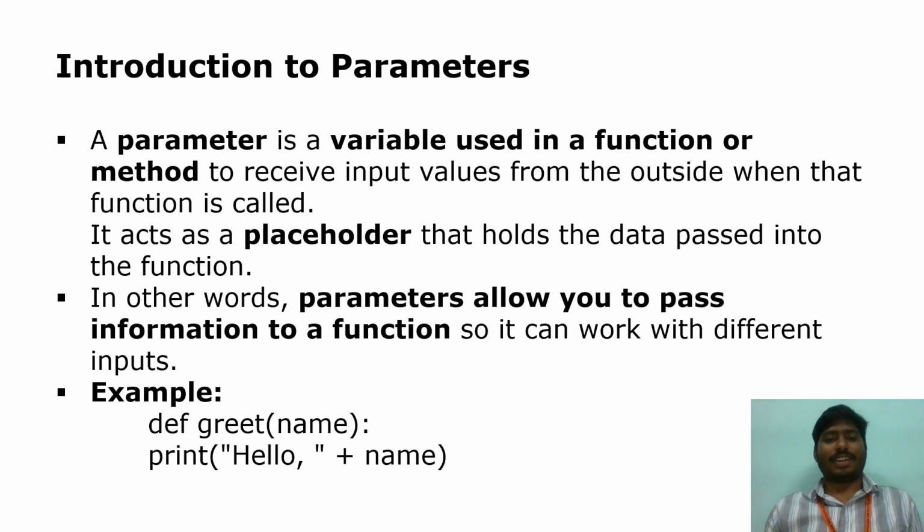Introduction to parameters. A parameter is a variable used in a function or method to receive input values from the outside when the function is called. It acts as a placeholder that holds the data passed into the function. In other words, parameters allow you to pass information to a function so it can work with different inputs. Example: def greet(name): print("Hello" + name).